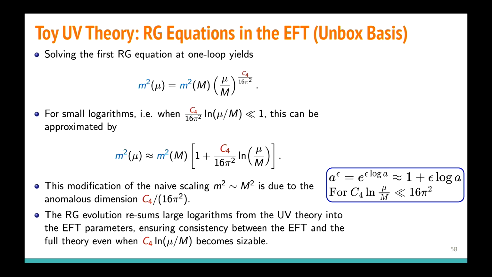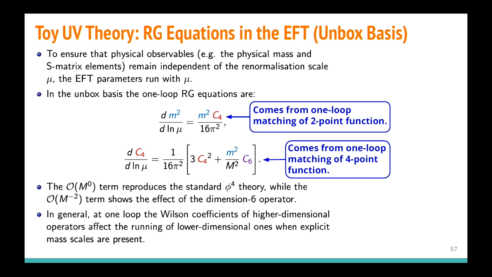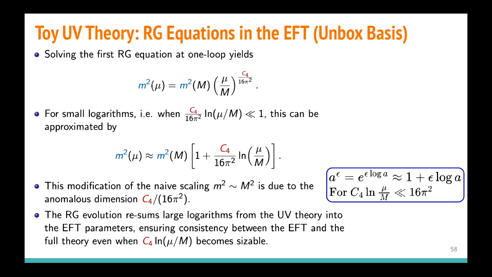So this modification of the naive scaling is owing to the anomalous dimension. This is what we call the anomalous dimension, c4 by 16 pi squared. This could become a matrix if we have more than one operator at play. This would be translated to an anomalous dimension matrix. So this is due to the anomalous dimension c4 by 16 pi squared.